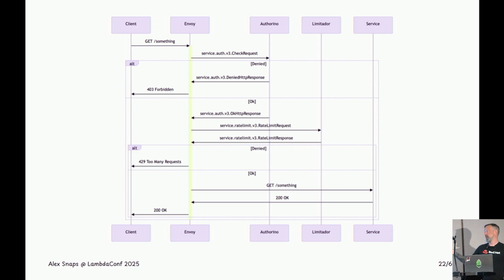So same idea. Oh, look at that. Like you passed your threshold. Sorry, come back later, too many requests. Or we're fine, in which case finally your service sees the request. Whatever needs to happen happens, and we can return an OK.